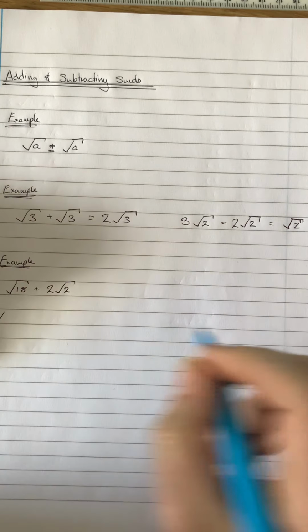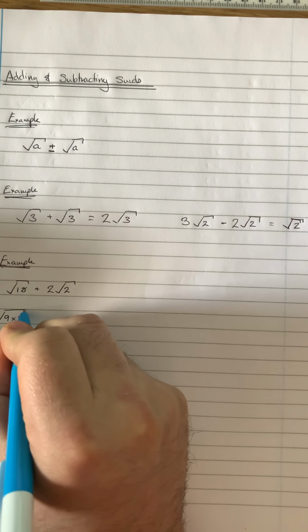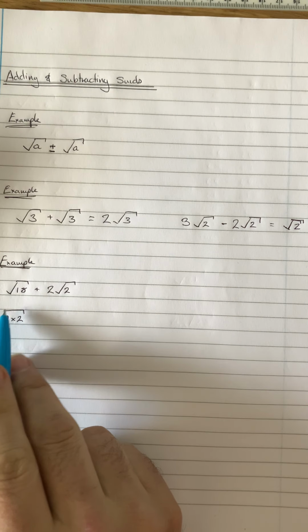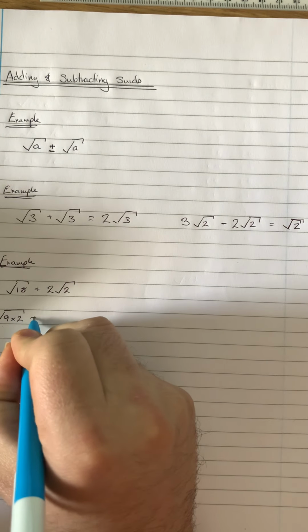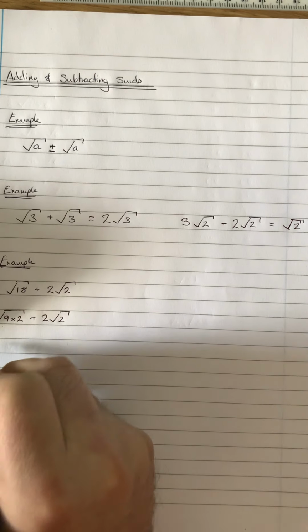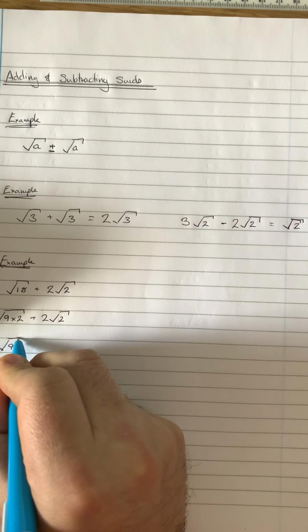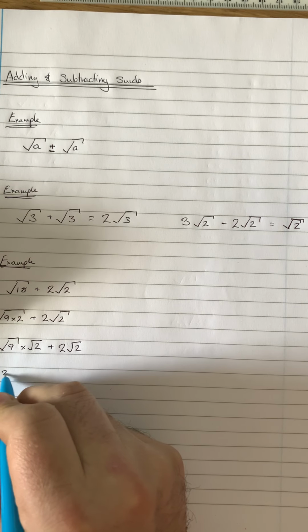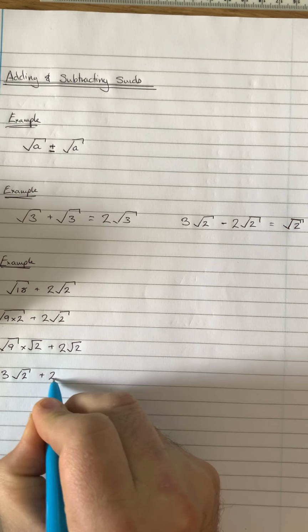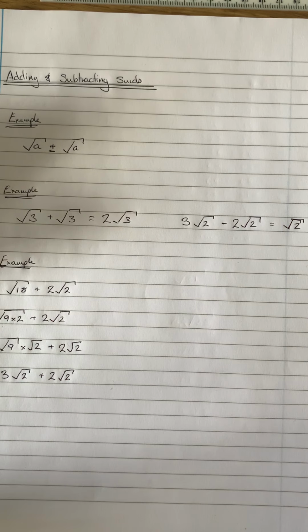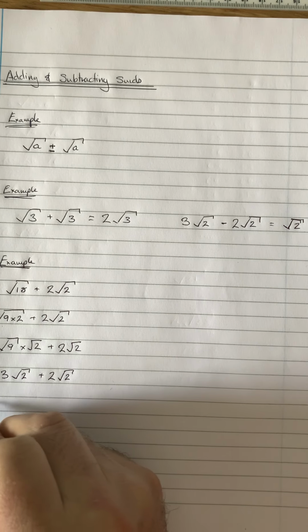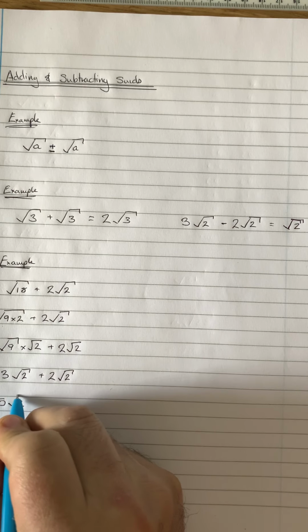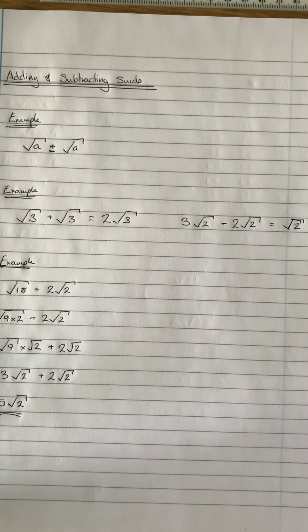So root 18 goes down to 9 times 2, because 9 is the largest perfect square that goes into 18, and we still got that 2 root 2 over there. Break them apart. Root 9 times root 2, add 2 root 2, so we get 3 root 2, add 2 root 2. Now we can add them because they're both in a form that is similar to one another. So in this case, this answer is going to be 5 root 2. So we need to make sure that they are the same underneath the root.